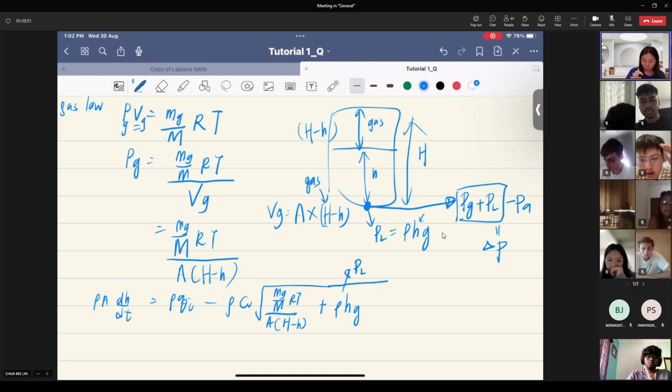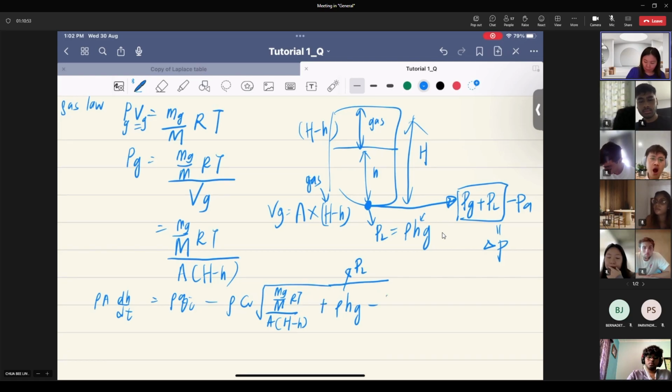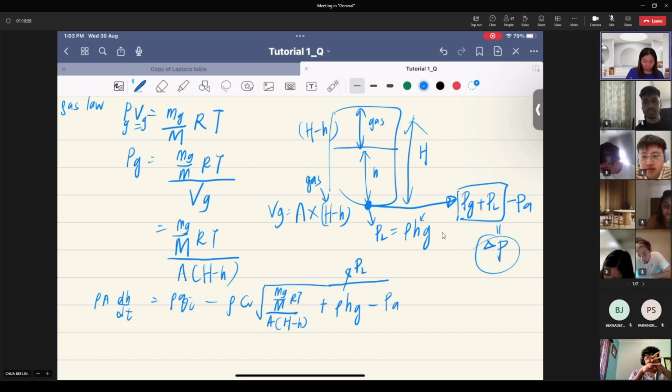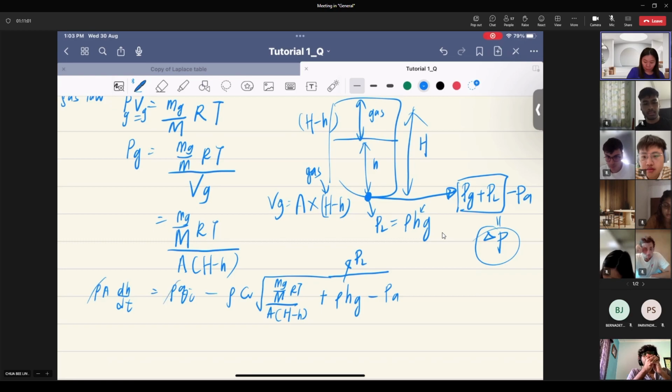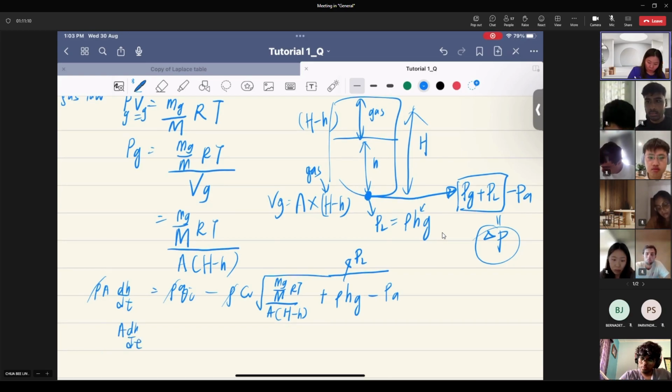This is why we want to expand, and then minus PA. All of this inside is actually delta P. So you cancel your rho, and then you will get the simplified equation: A dH over dt equals Qi minus Cv, then the rest follow the same.